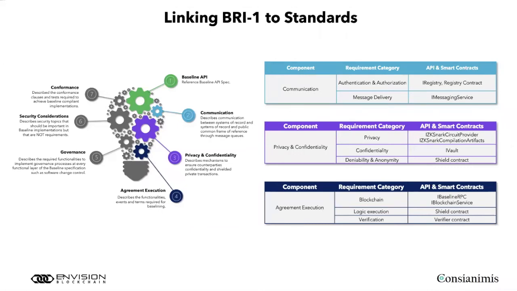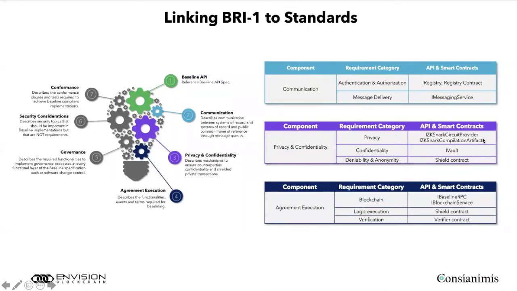If we dive into that a little bit deeper, in the communication component, feel free to go to the links that I'm going to provide to you afterwards, take a look at this demo, stop it and slow it down, and really read the deployment steps. But you could see that authorization and authentication is happening via the iRegistry and the registry contracts. Message delivery happens through the iMessaging service. You have another component for privacy and confidentiality that's being addressed over here.